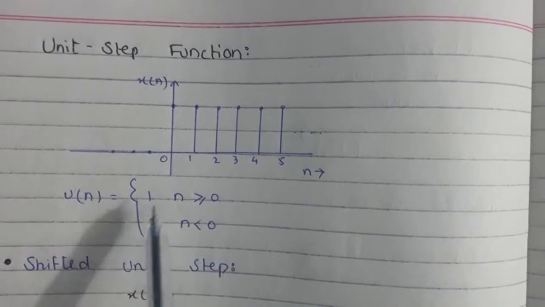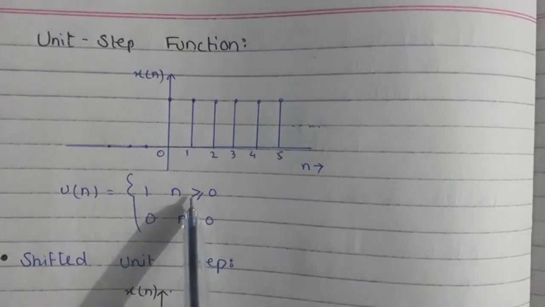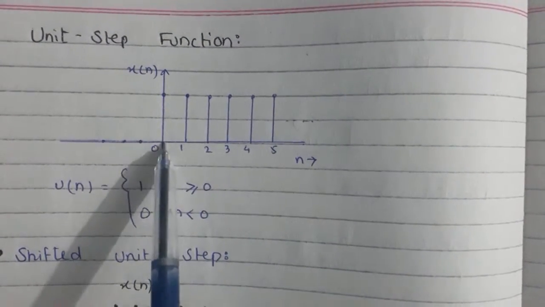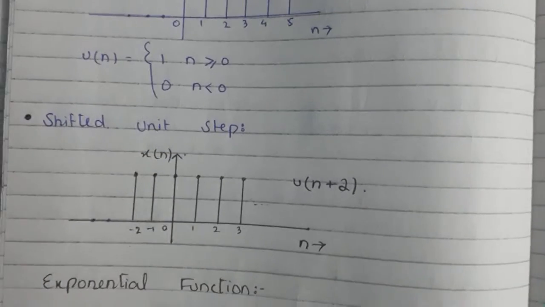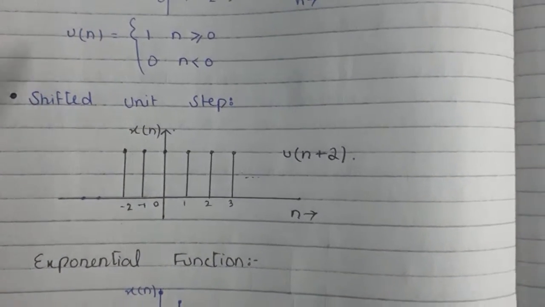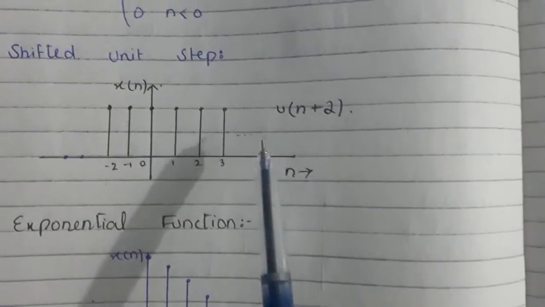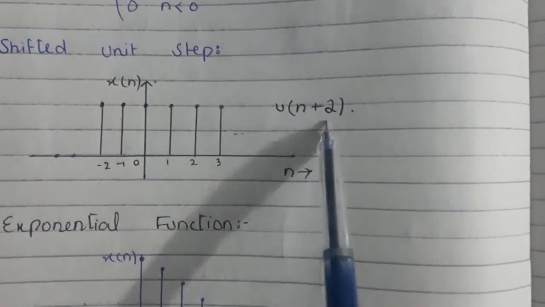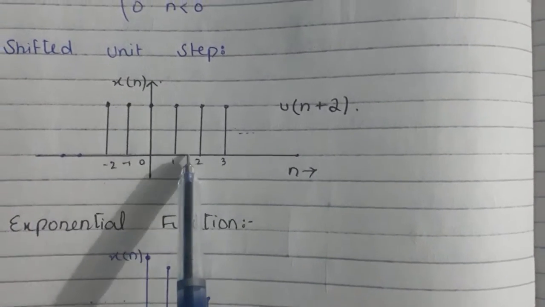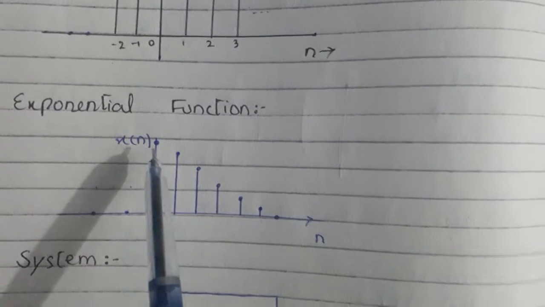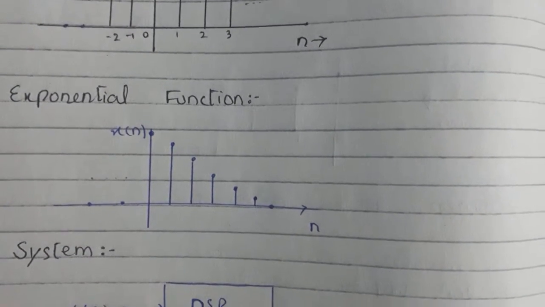It has value 1 when n is positive or equal to 0, from 0 to positive infinity its value is 1. Now we see the shifted variant of the unit step function. Suppose we have u of n; if we want to write u of n plus 2, we move two samples to the left side like this one. So what is the exponential function? It is a decaying exponential function.